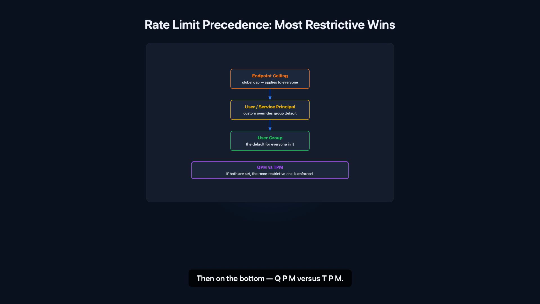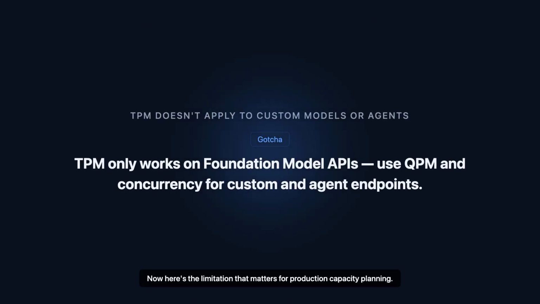Then on the bottom, QPM versus TPM. If both are set on the same scope, the more restrictive of the two is enforced. So if your QPM allows the call but your TPM is already exhausted for the minute, the TPM wins and you get rate limited. Now here's the limitation that matters for production capacity planning.